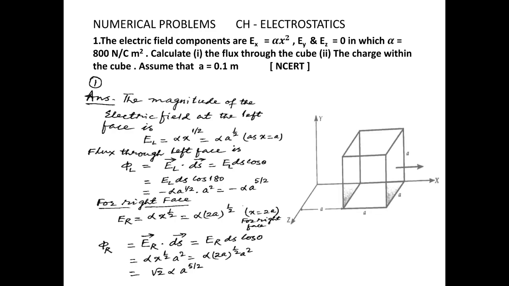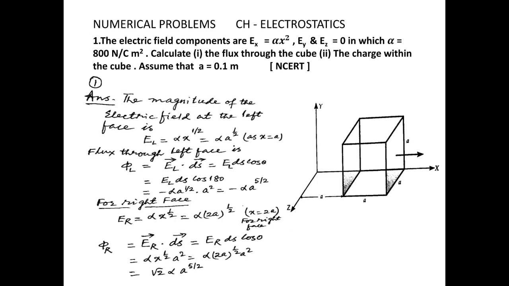Now here you can see in the figure what we have to do. The magnitude of electric field at the left face. Here is your left face. This is the left face, and for the left face the magnitude of electric field is given by EL equal to alpha x to the power half, and for the left face we have x equal to A. So putting the value of A, we get the electric field for the left face, which is alpha into A to the power half. Now flux through the left face is phi L equal to EL dot ds.